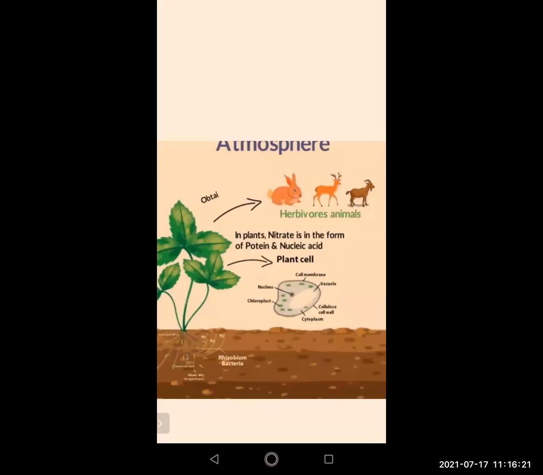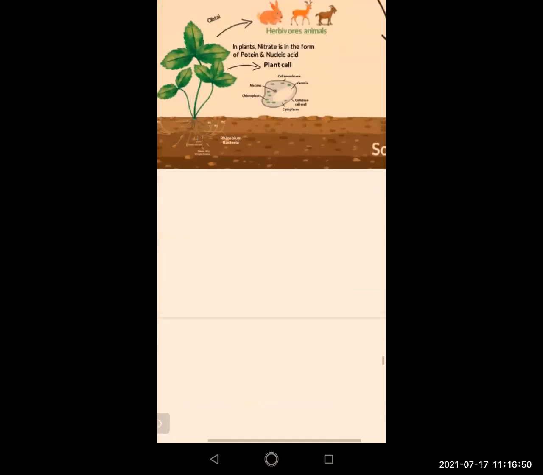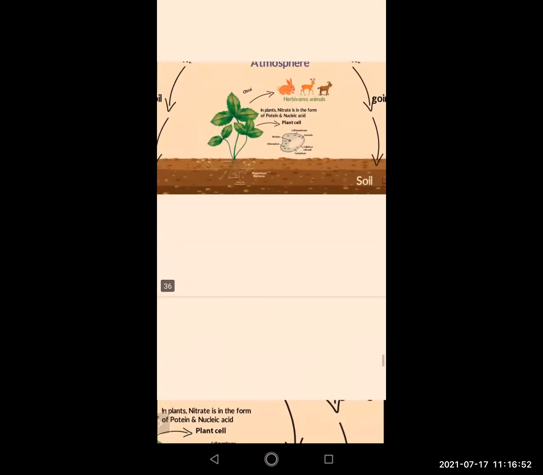Okay, that means for the survival of herbivorous animals, nitrogen is important, because in nitrogen fixation, rhizobium bacteria plays a very important role. It fixes the nitrogen, okay, and generates nitrates, and then the nitrate produced is in the form of protein and nucleic acid, which is essential for herbivorous animals. And you know all these cycles go on continuously.